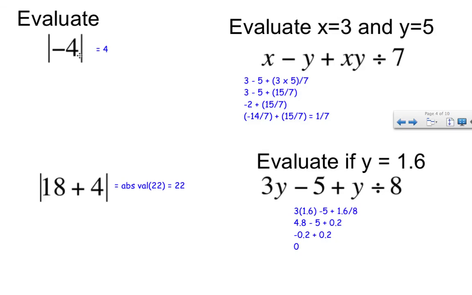Okay, absolute value means the distance a number is from 0. So anytime you see absolute value, you can kind of reword it to yourself as, okay, how far is negative 4 from 0? How far a number is from 0. So negative 4 is a distance of 4 from 0. Always positive because distance is always positive. Over here, the absolute value of 18 plus 4. Okay, what is 18 and 4 together? 22. How far is 22 from 0? It's 22 units away from 0.